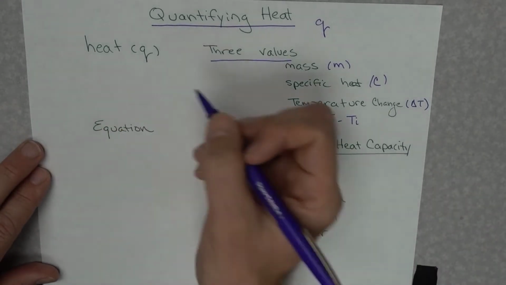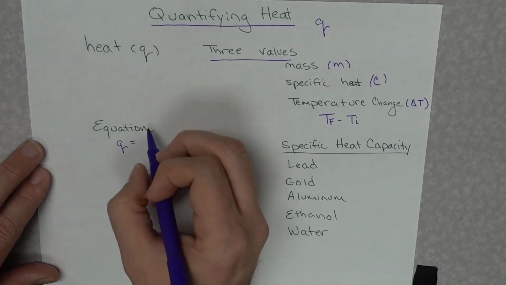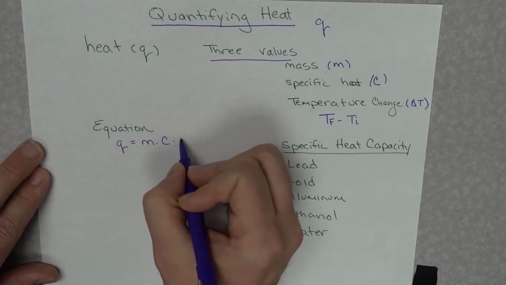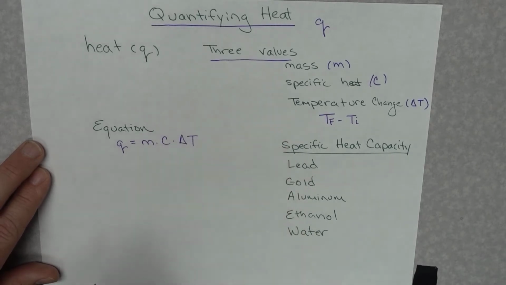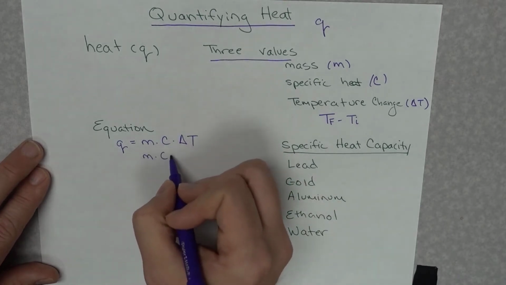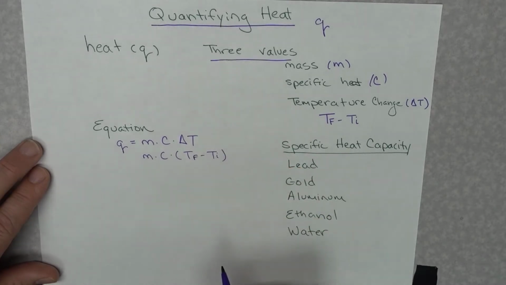So the equation that we can write for something like that is Q is equal to MC delta T. Almost looks a little like MCAT. So M times C times TF minus TI is another way to look at it. So that's a good way to go.